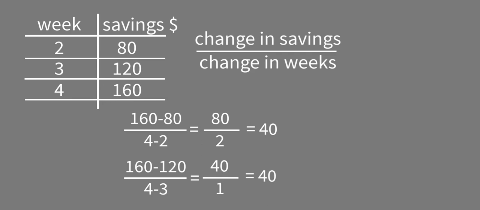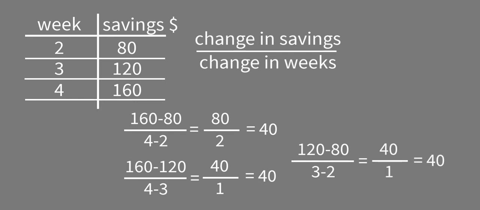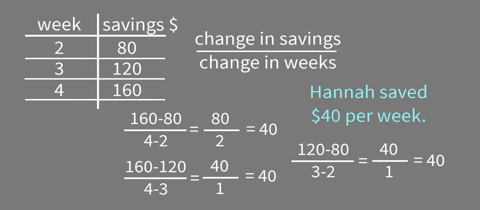And we can also do 120 minus 80 over 3 minus 2. Again, that also equals 40 over 1. So in short, our constant rate of change is 40. And that means that Hannah saved $40 per week.